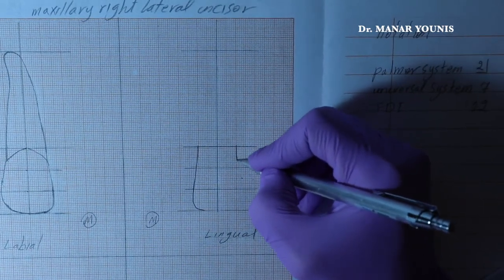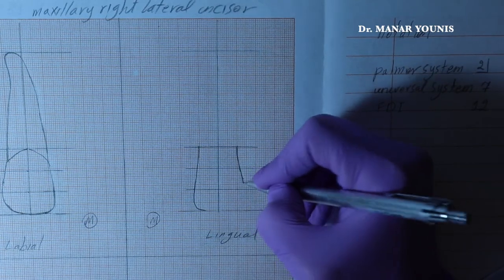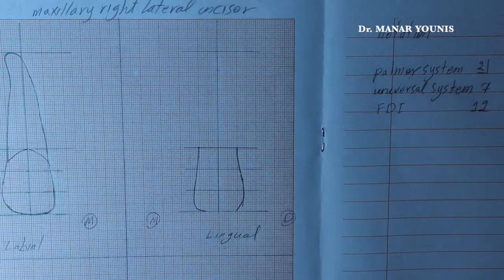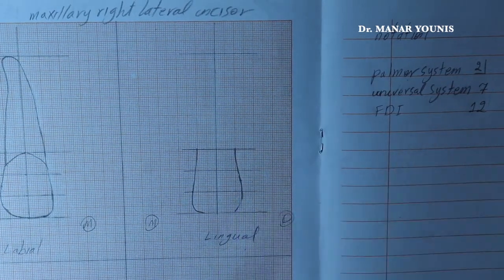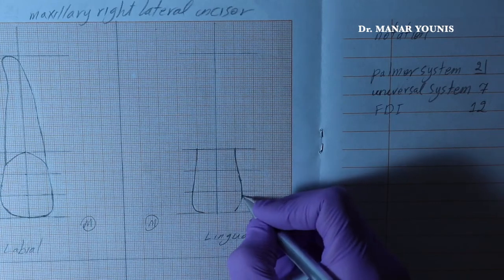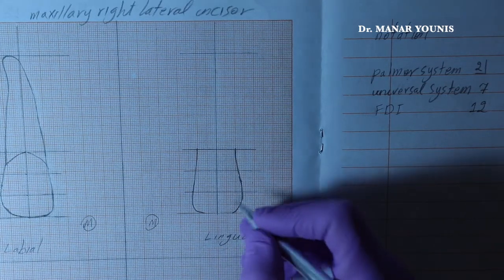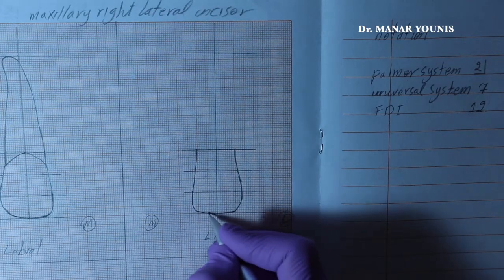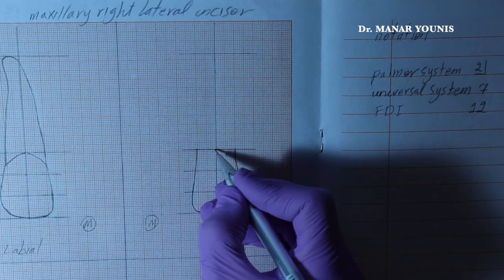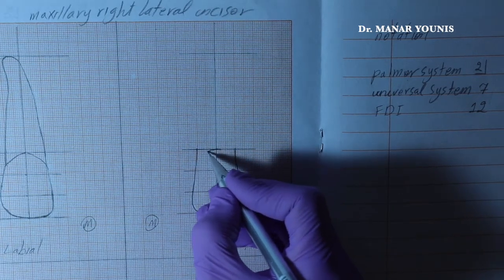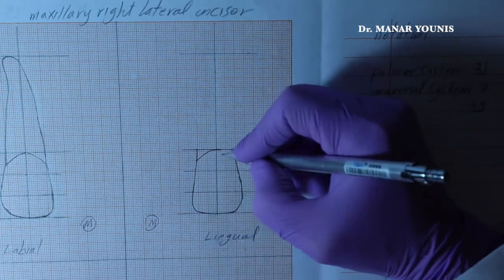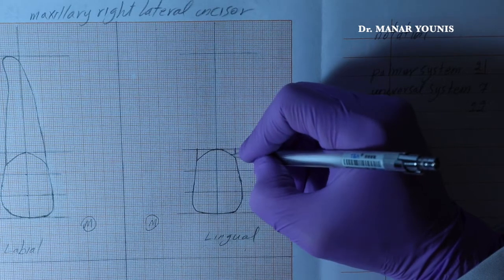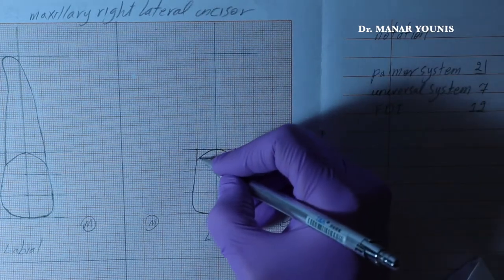Then the distal outline, which is more convex, and the distal incisal angle is more rounded. I draw the cervical line. This is the crest of the cervical line, which is a uniform curve, extends from the cervical reference line toward the incisal area.